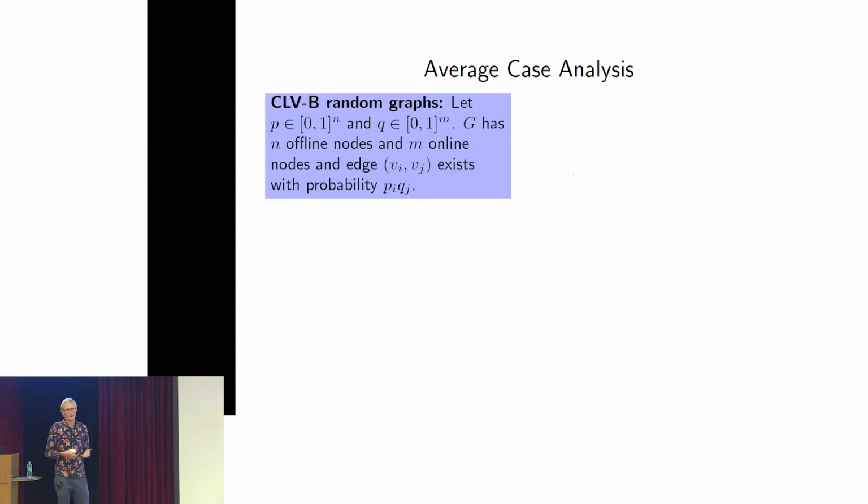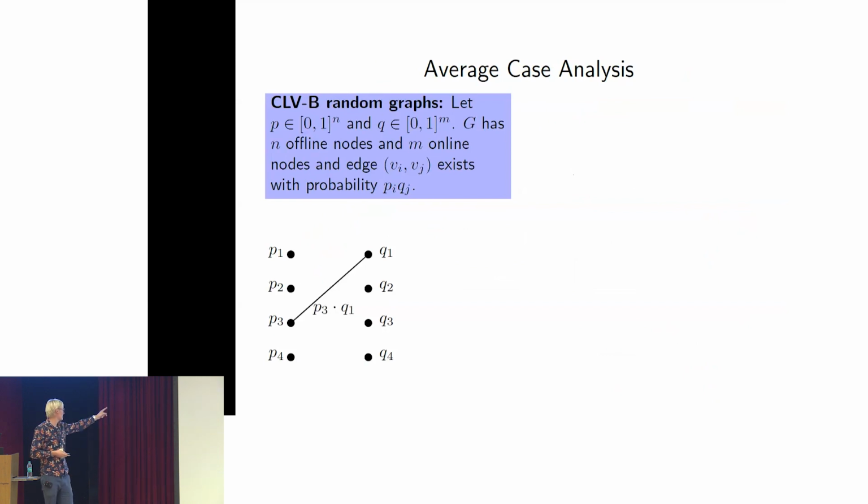And the model of graphs that we consider is what's called the CLVB random graphs. So basically we have n offline nodes and m online nodes. And we have some weights for each of the offline nodes and some weights for each of the online nodes. And now each edge vi, vj appears with probability exactly pi times qj. And these events are independent. So these could be the weights, and this edge, for instance, will occur with probability p3 times q1.